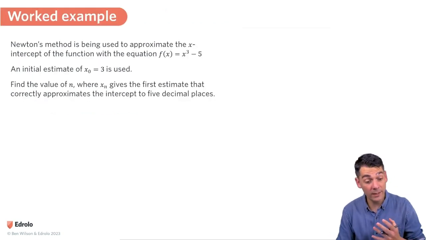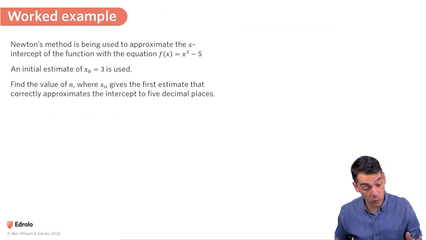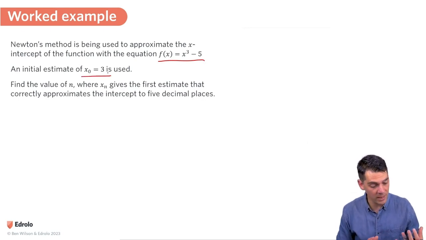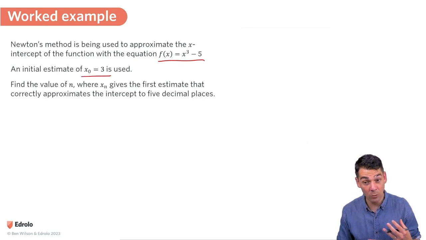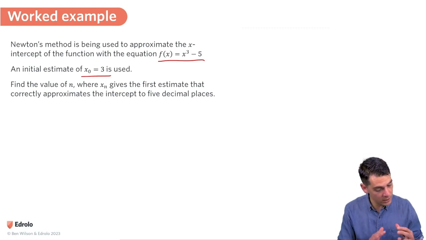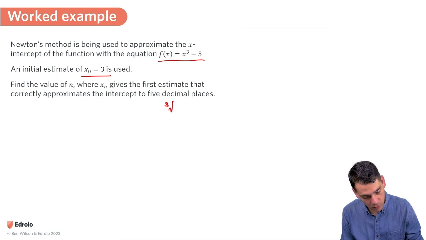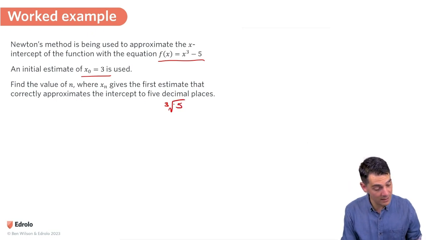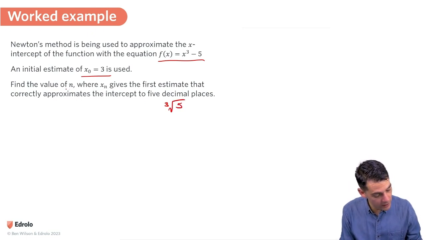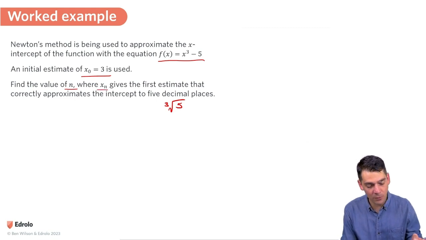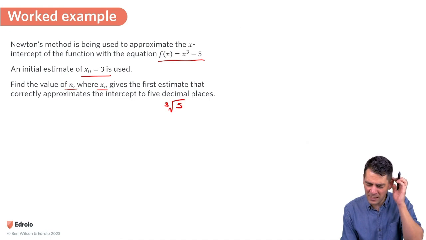Okay, so let's have a look at a worked example, and eagle-eyed viewers will notice that this worked example is the same one that we did earlier that got rather messy. So now we're going to use the calculator to help us out. The question's slightly different though. So we're still approximating the x-intercept of the function, which of course is still the cube root of 5. This time we want to find the value of n, where xn gives the first estimate that correctly approximates the intercept to 5 decimal places.